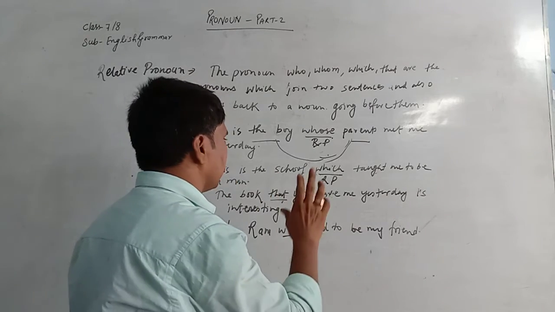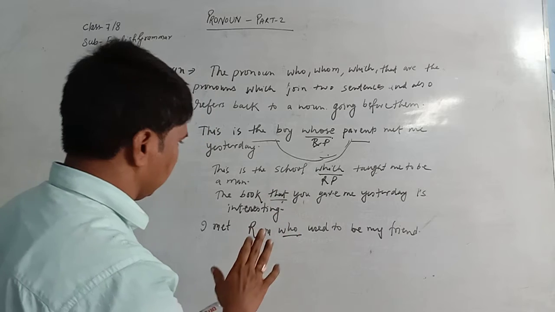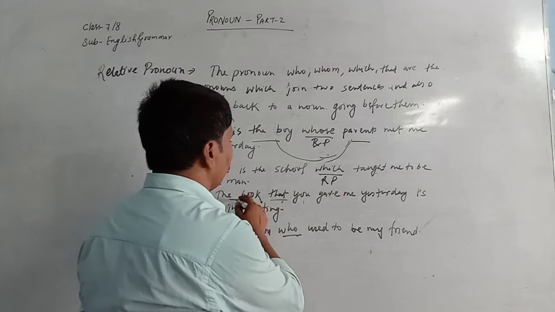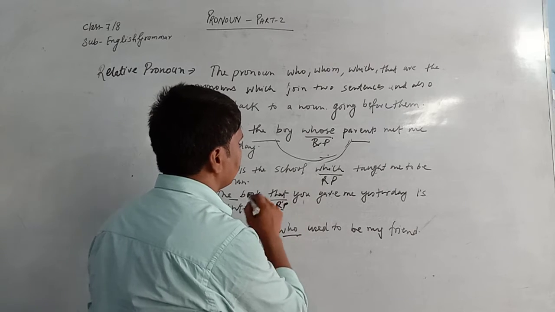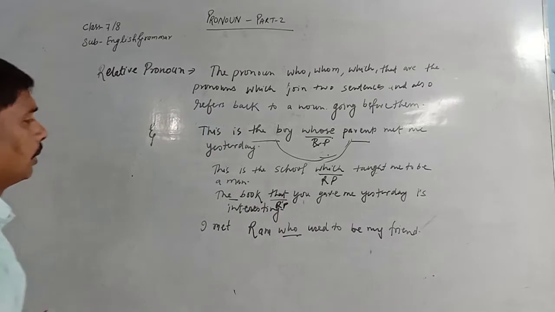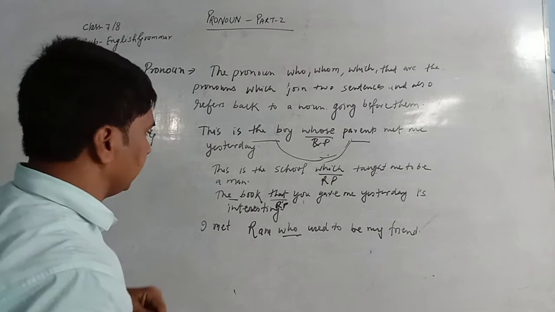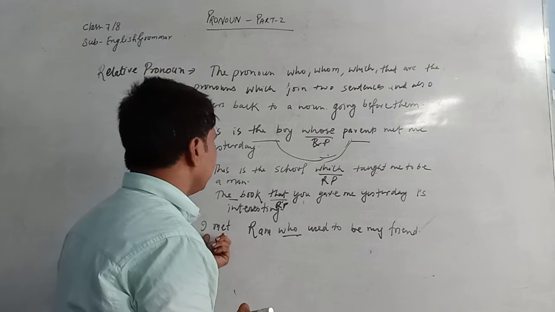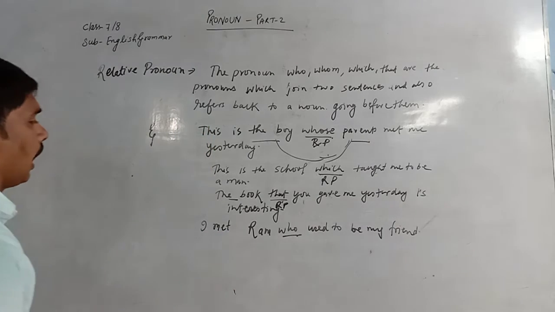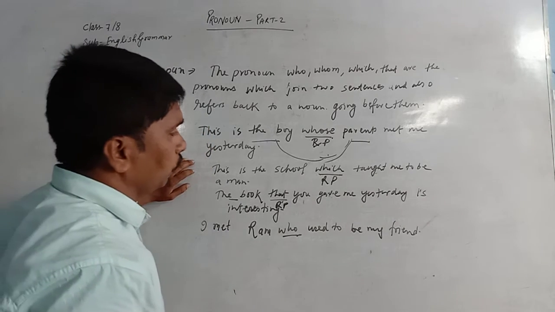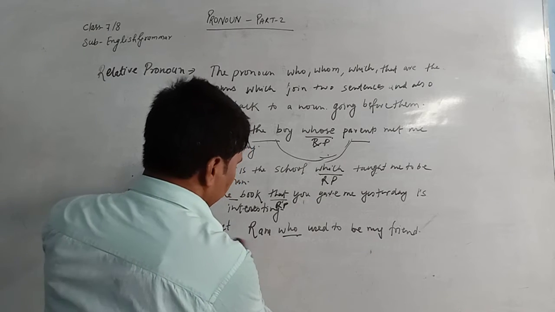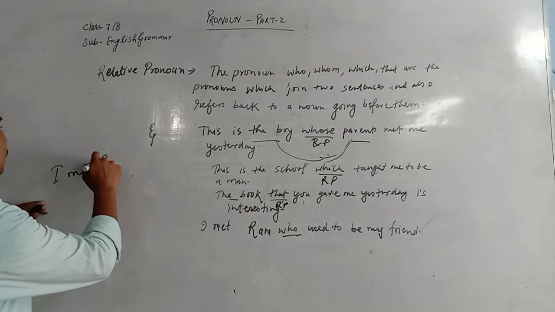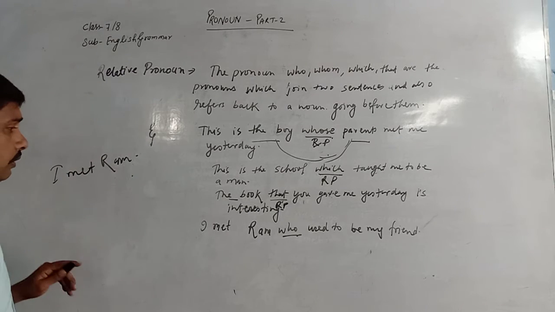The person talking about the book which you took from him was very interesting. So here the book that is joining two sentences. The book that you gave me yesterday is very interesting. Another example. I met Ram, who used to be my friend. मैं किससे मिला? I met Ram. One sentence.